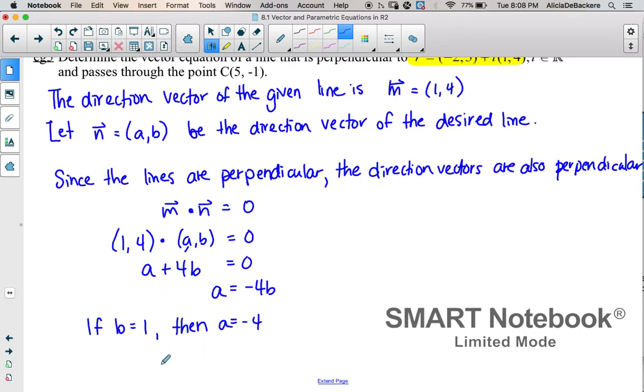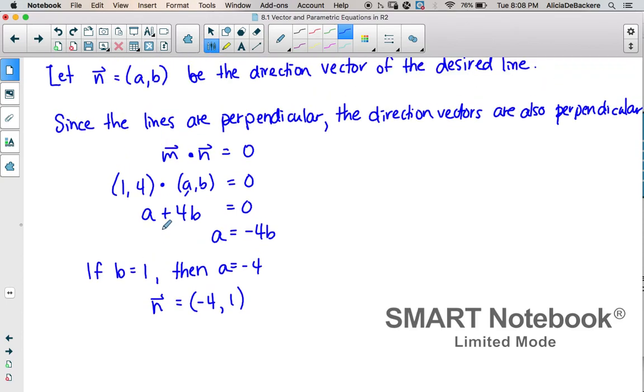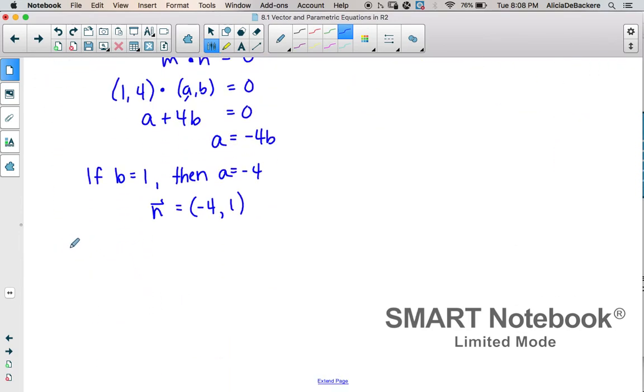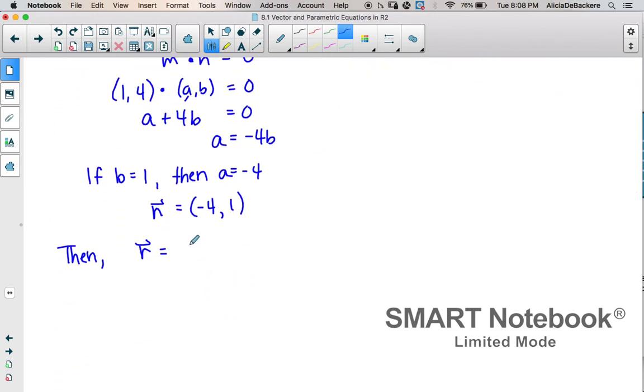So what I get then is that my direction vector is, remember I defined it as a, b, so it's the a value, the b value. And then the question asked me to find the vector equation of that line. So I'm going to set that up. It's going to be a point on the line, which they gave me. They said that my line passes through the point C, 5, -1. So 5, -1, and then it's going to be plus the parameter times the direction vector.